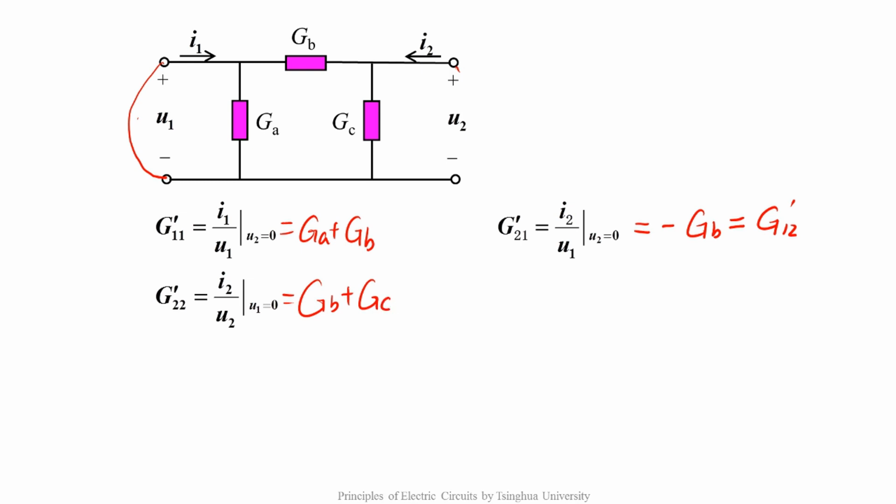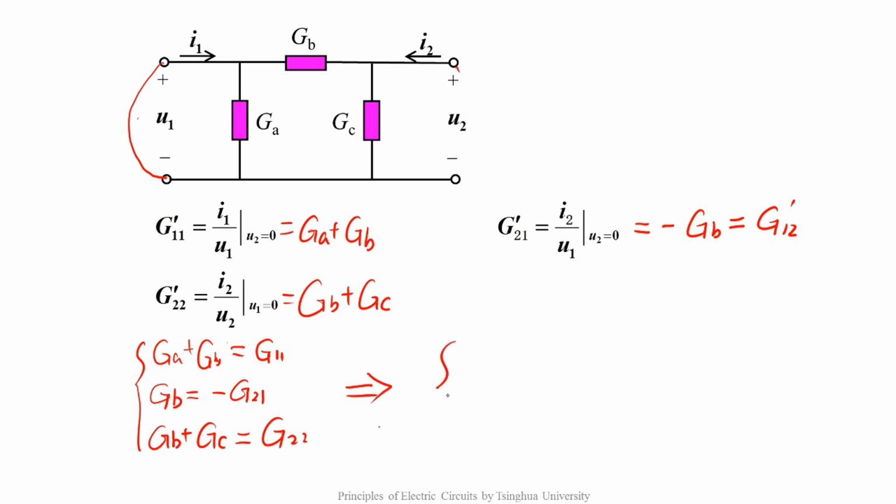Since this two-port network should be equivalent to the original one, they must have the same G parameters. In other words, GA plus GB equals the former G11. GB equals the former G21, and GB plus GC equals the former G22. Then we can find these three resistances or conductances. With these three conductances, we can get the equivalent circuit. We can see the solution of the equivalent circuit for the reciprocal two-port is relatively simple.